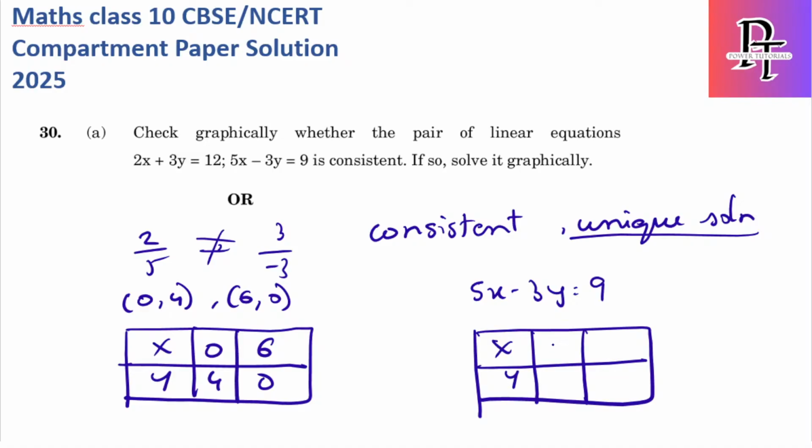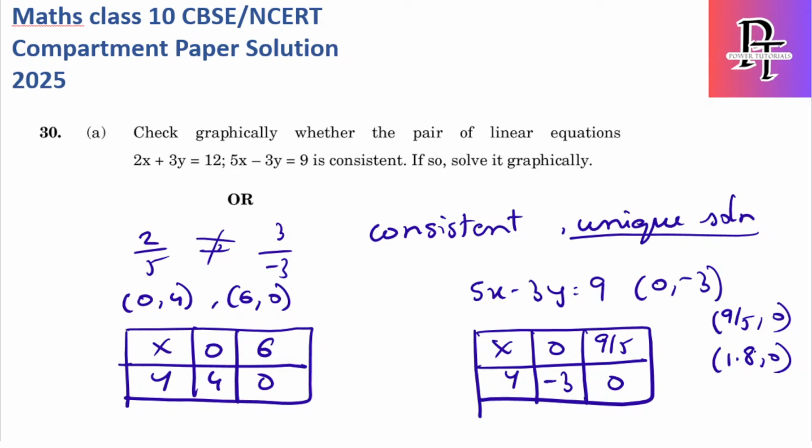X and y. If x is 0, I will get y value as minus 3. If y is 0, I will get x value as 9 by 5. Okay, so the points are (0, -3) and (9/5, 0). So 9 by 5 is nothing but 1.8, so (1.8, 0).